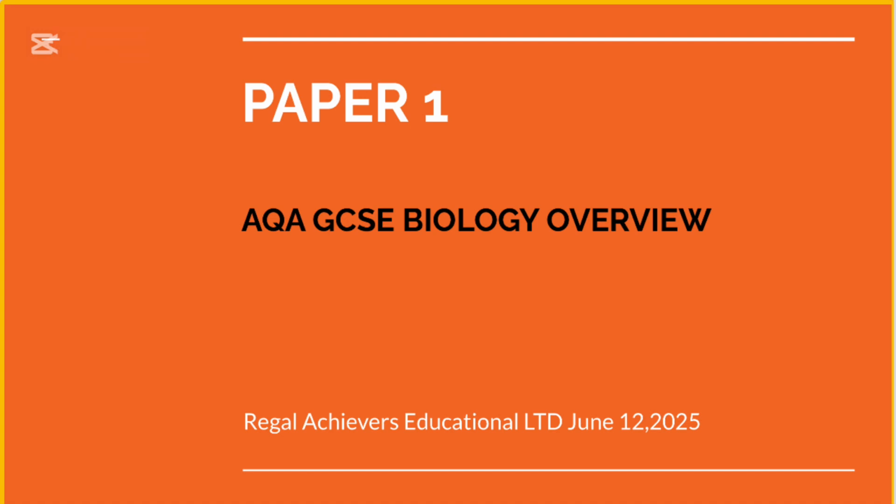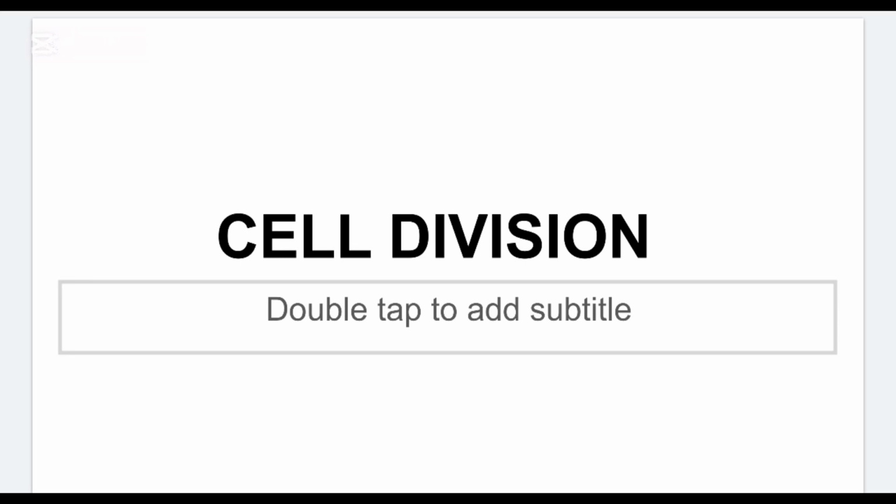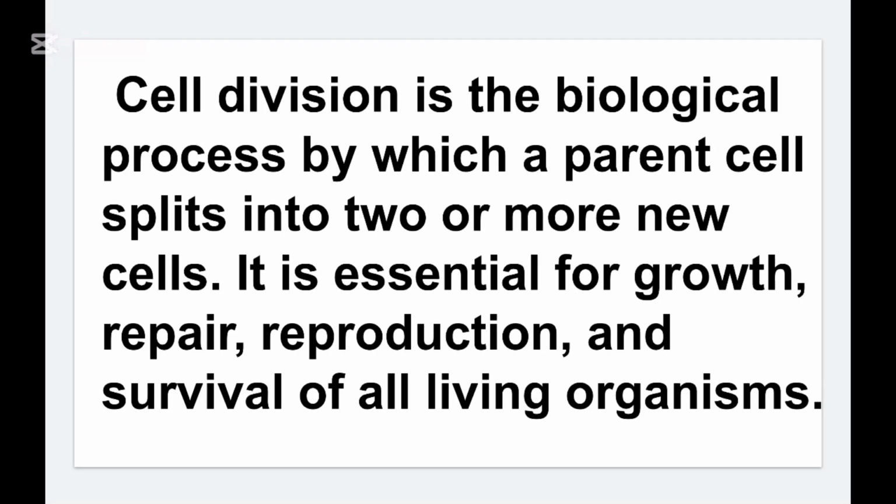Today, we'll be continuing from where we stopped in our previous class. Still on cell, but this time around we'll be talking about cell division. Now, the question is, what is cell division? Cell division is the biological process by which a parent cell splits into two or more new cells. It is essential for growth, repair, reproduction, and survival of all living organisms.